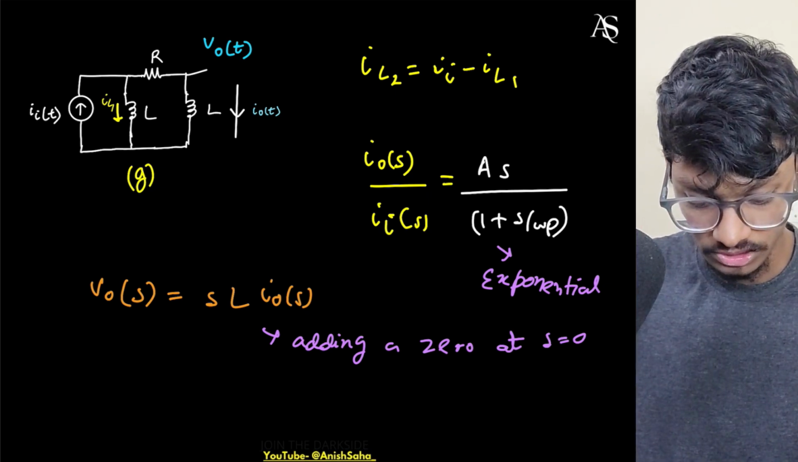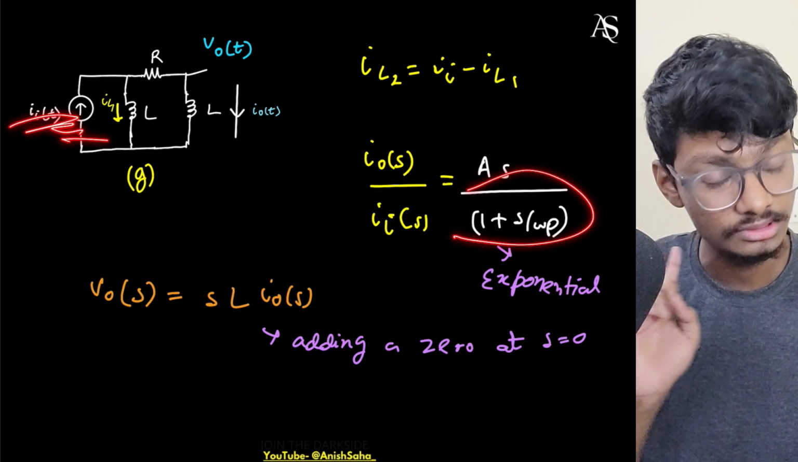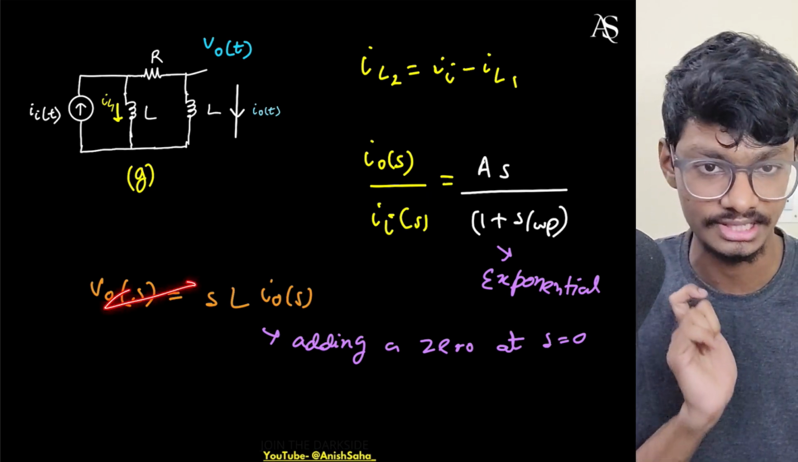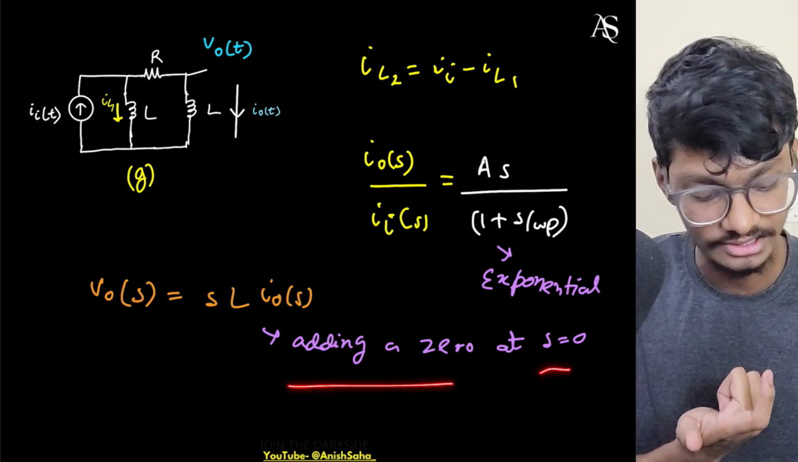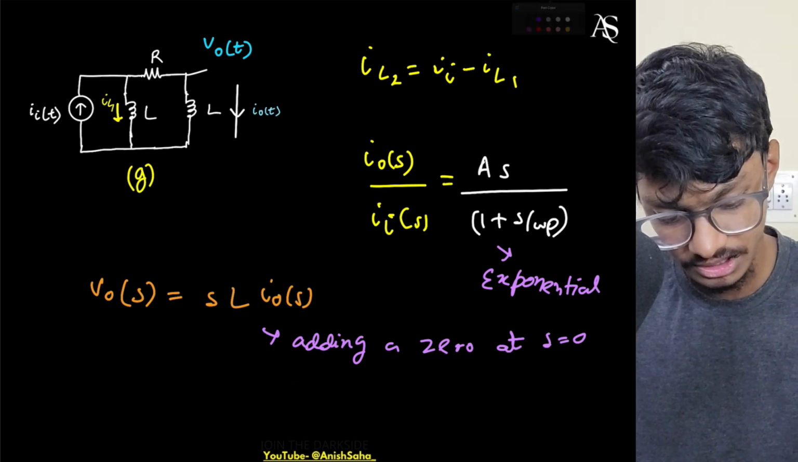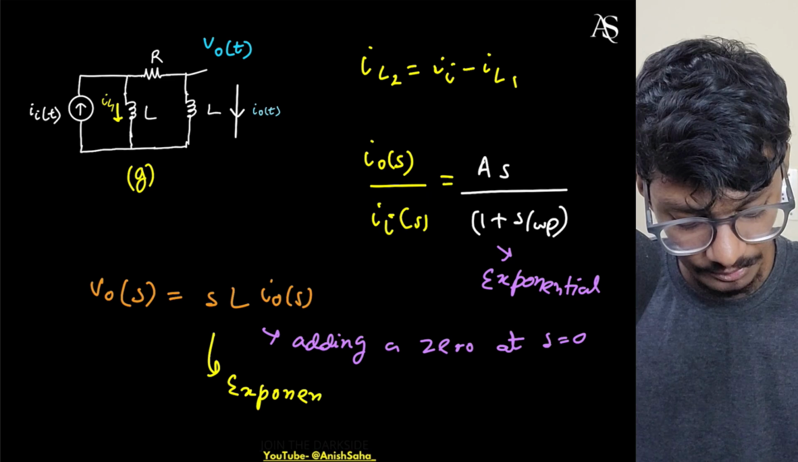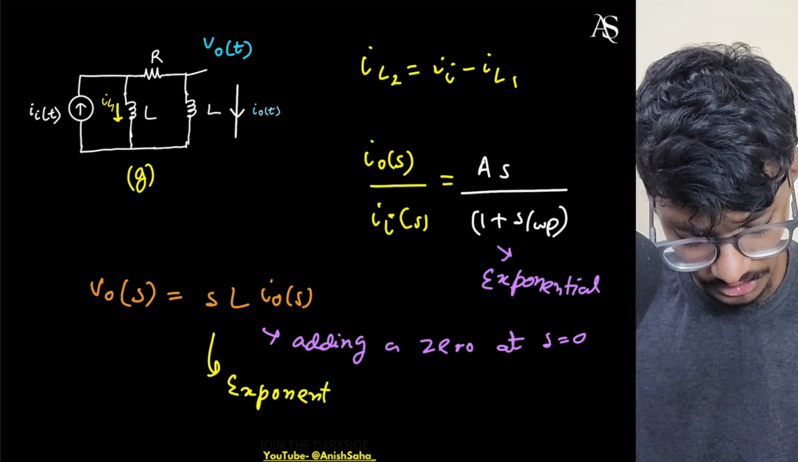That case is still true because my input is current. For current input, the number of zeros can never be more than the number of poles; at max it can be equal. Here this can be more. Adding a 0 at s equals 0, but still the response is exponential because I'm just adding a 0, and obviously an impulse will come initially.